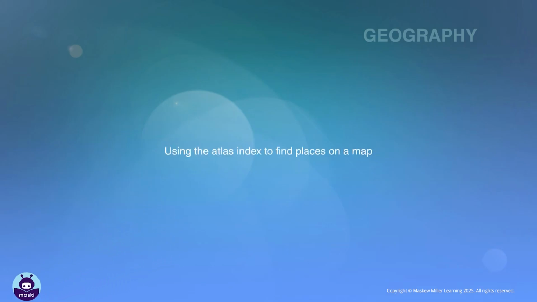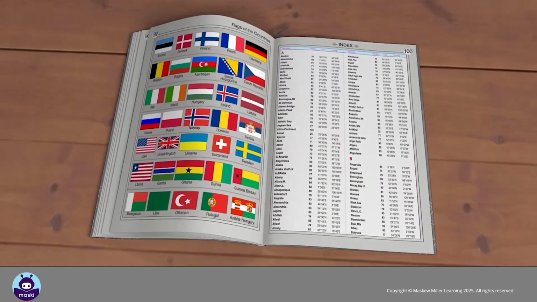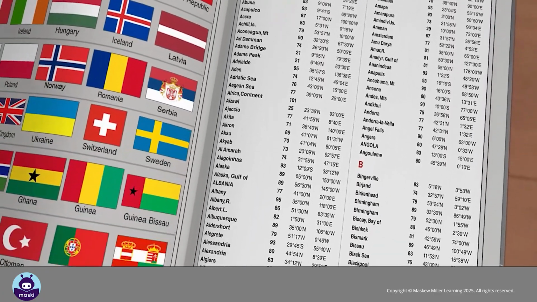the Atlas Index to find places on a map. At the back of an atlas, you will find the Atlas Index. It lists most of the place names in the atlas along with their coordinates in alphabetical order.